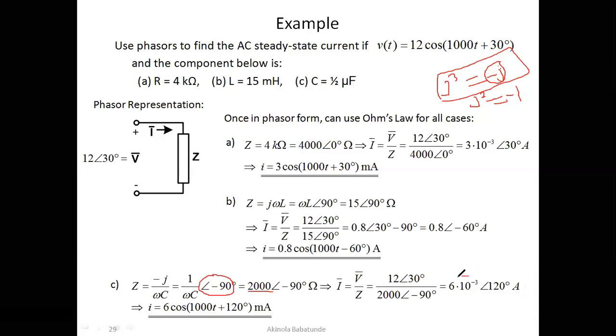Again, this is milli, so you can bring this here, it becomes milliampere, and then all you have left is just going to be 6 here. So you can put 6 here as the peak current, cos ωt plus the phase angle, all right? The phase angle is 120 degrees, so it becomes plus 120 degrees. Don't forget, this milliamperes is what is eventually represented here at the end of the day.